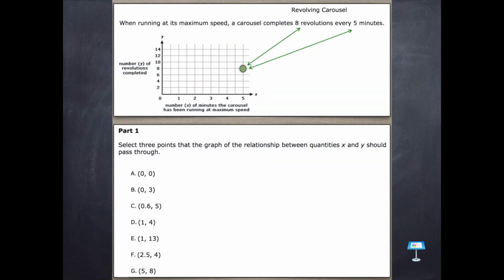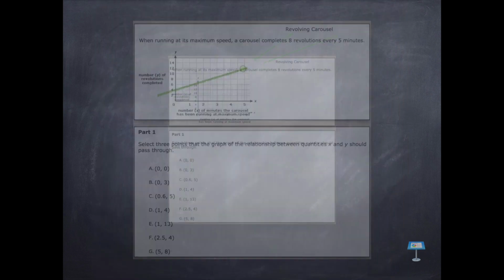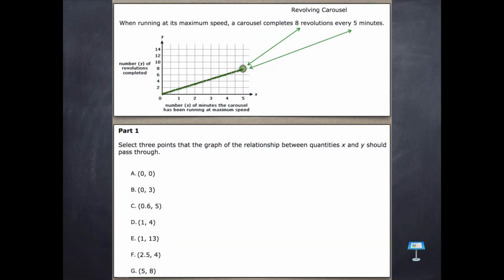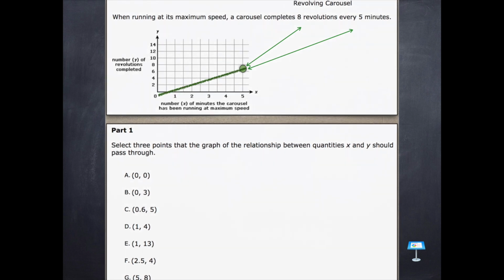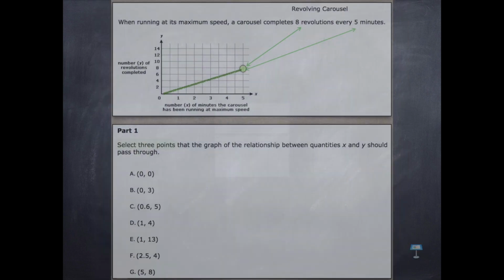According to the top one, running at maximum speed, a carousel completes 8 revolutions every 5 minutes. So we have to recognize that the x-axis there is the time in minutes, and the y-axis is the revolutions. So that (5, 8) that those green arrows are pointing at, that's part of the graph.